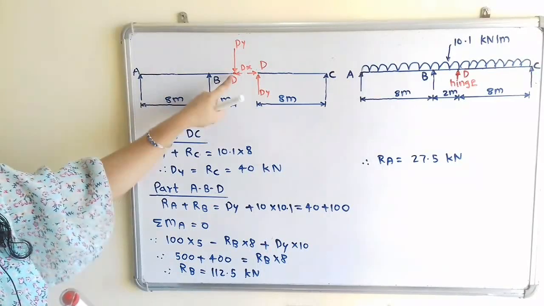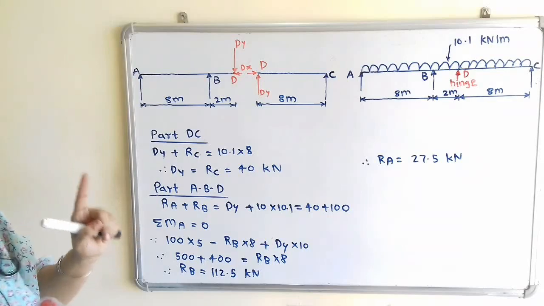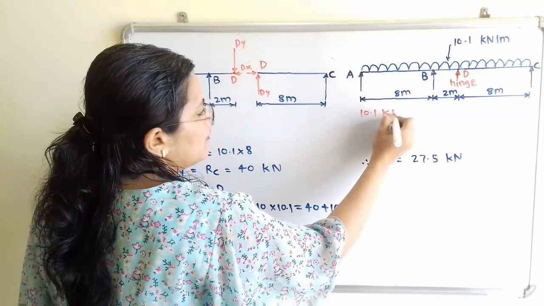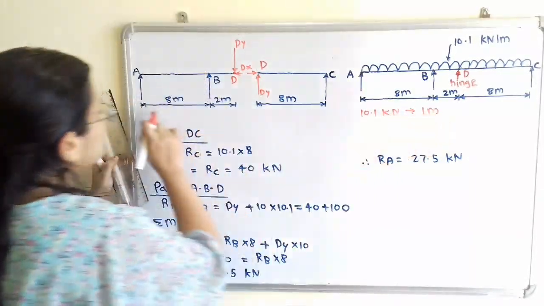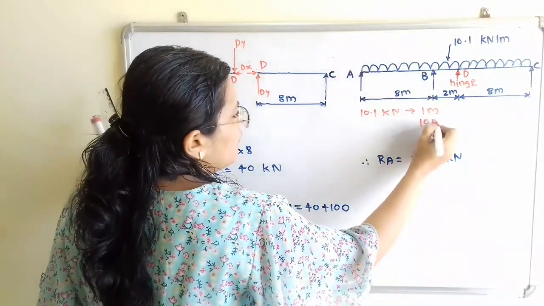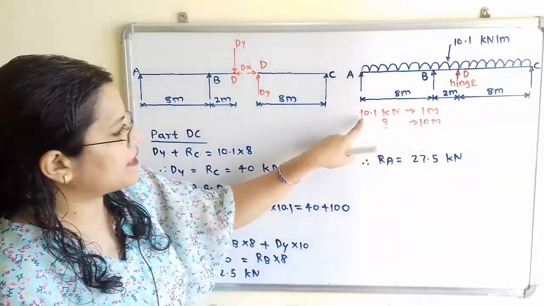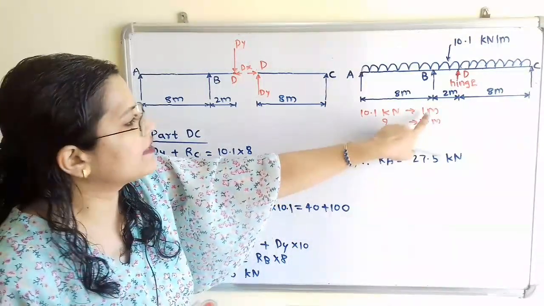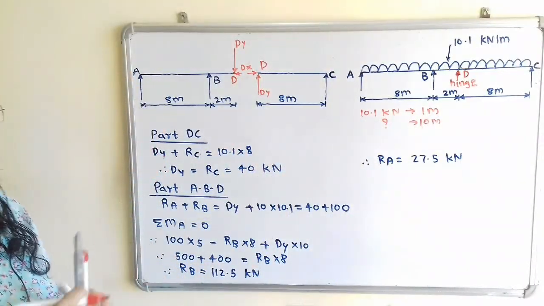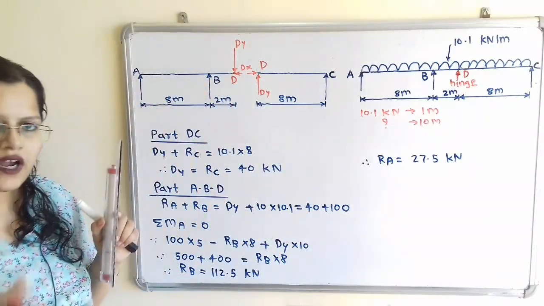Now in the first part, if we observe, there is uniformly distributed load. So this uniformly distributed load is equal to 10.1 kilonewton for 1 meter. But what is the total length? Total length is 8 plus 2, that is 10 meters. So for 10 meters, how to calculate its magnitude? So here cross multiplication. So 10.1 multiplied by 10 divided by 1, that is equal to 100 kilonewton. So total load for the first part is equal to 100 kilonewton.